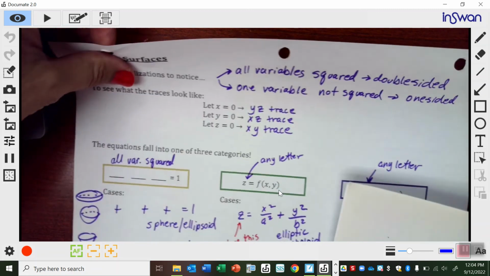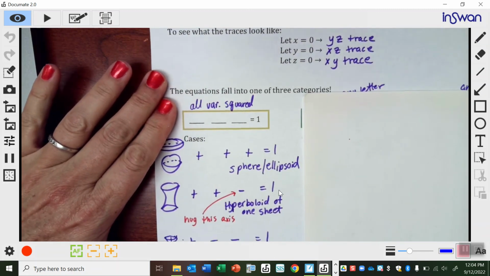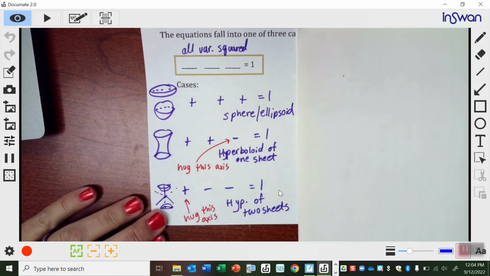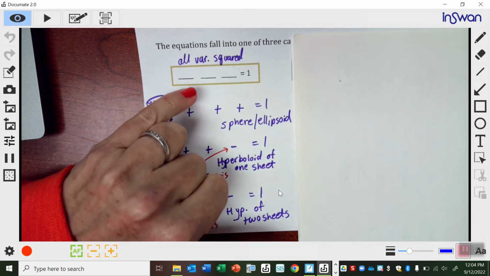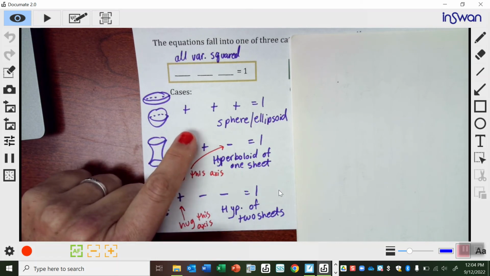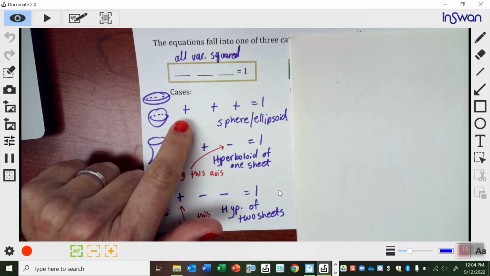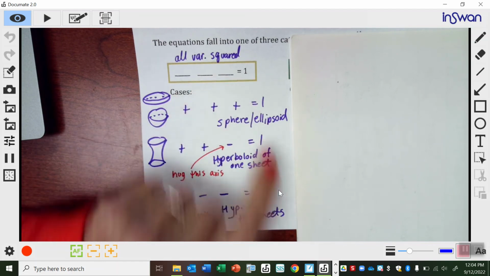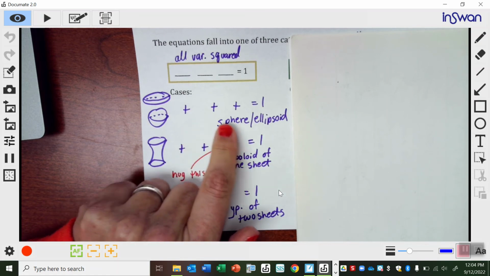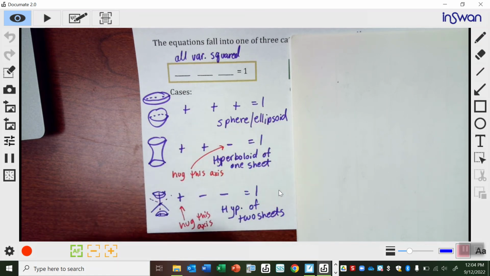All right, so let's start over here, in this category on the left. This little scenario is meant to be where all things are squared, and it can be added, subtracted, whichever. So your first case is when you have all positive. If you have all positive, everything squared equal to 1, or it doesn't have to be 1, you get a sphere or ellipsoid. Okay. If it's not all equal to 1, then that's when you have the sphere, and you have your radius squared over there. All right. So everything positive equal to 1, you get a sphere or ellipsoid.